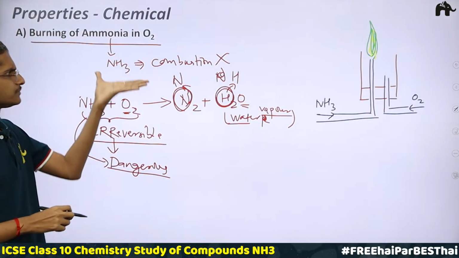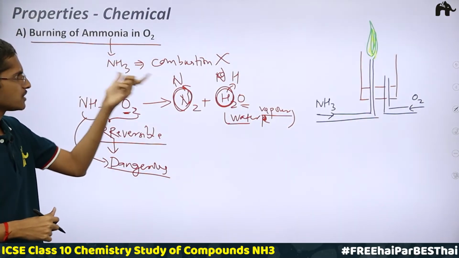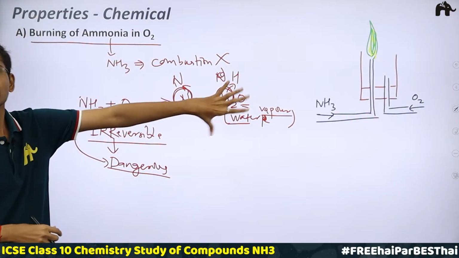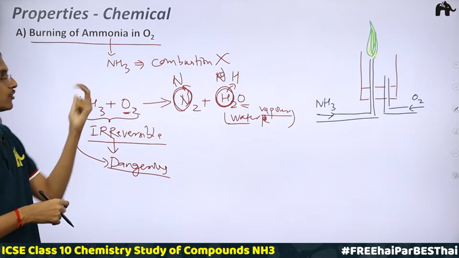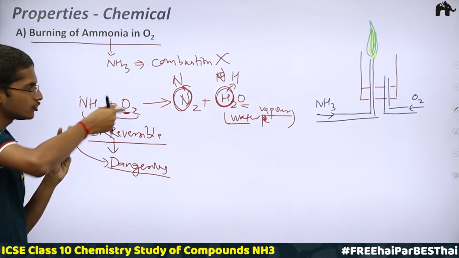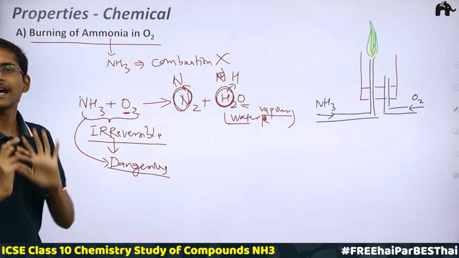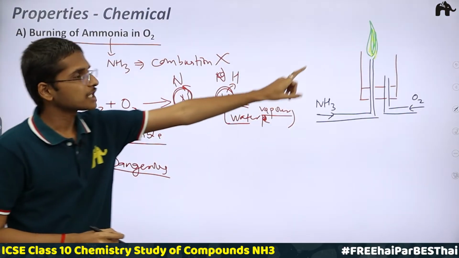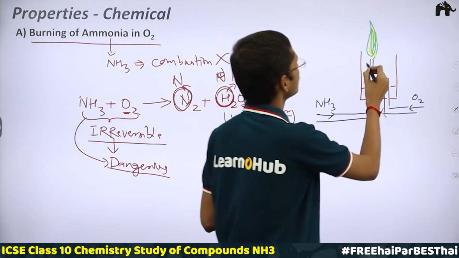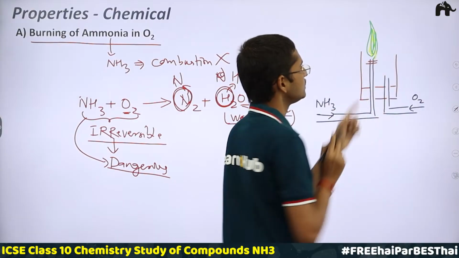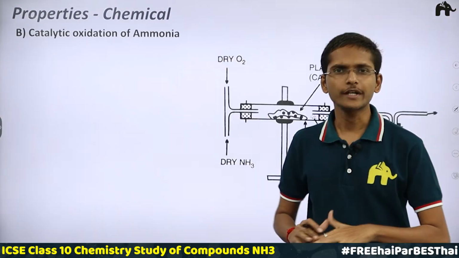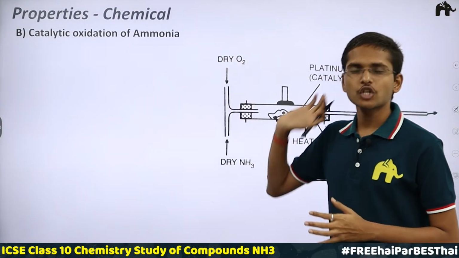Very interesting. So we have seen the combustion part. We have seen the procedure, how to carry out this reaction. We have also seen the reaction itself, the two interesting things about the reaction, and lastly the observation which I have already told you, that ammonia burns with a greenish yellow flame. Now let's see the catalytic oxidation of ammonia.